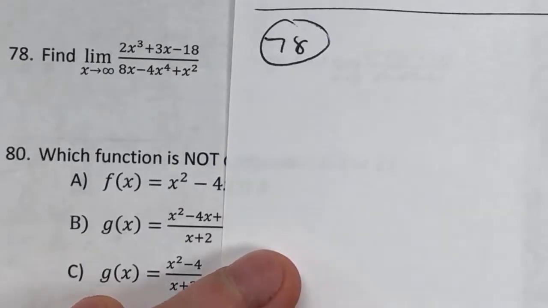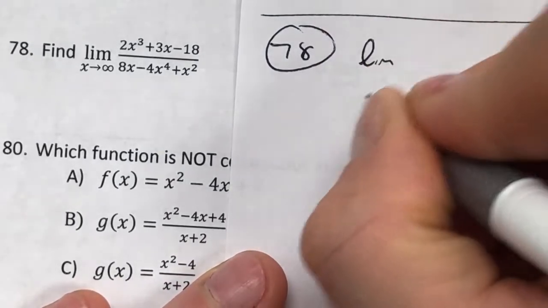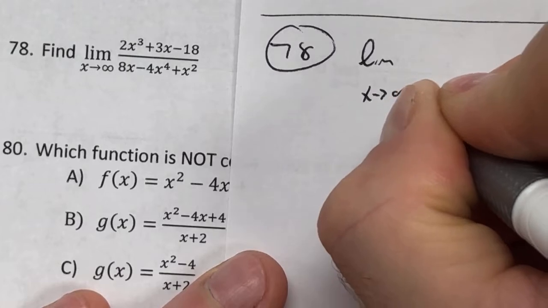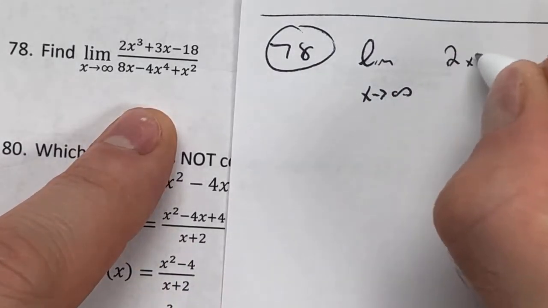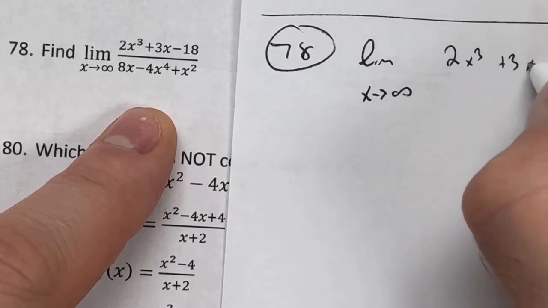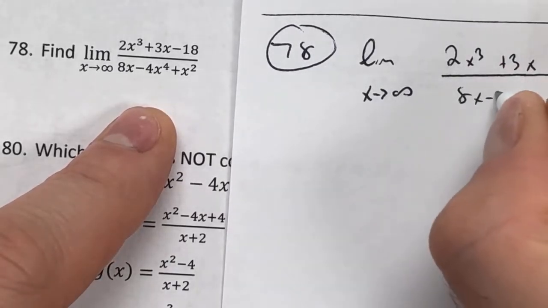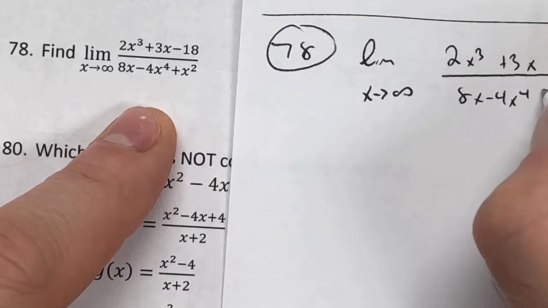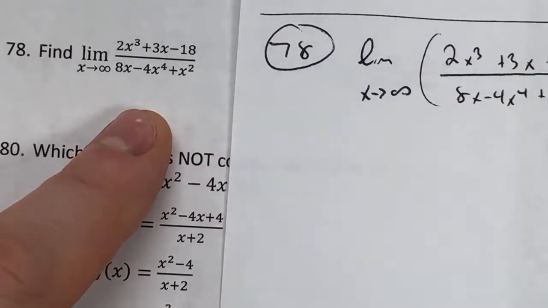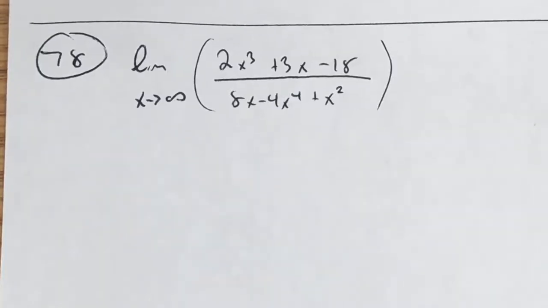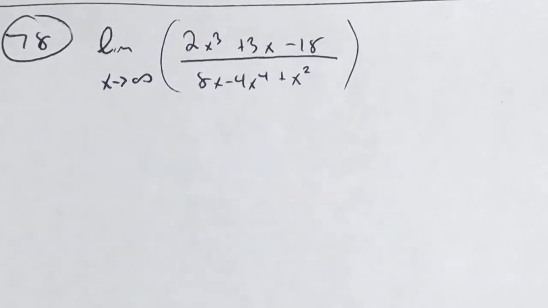Okay, so we want to find the limit as x approaches infinity of this expression right here. So we have 2x cubed plus 3x minus 18 all over 8x minus 4x fourth plus x squared. I'm going to put this in parentheses because we have a numerator and a denominator here. We don't want to get these confused. Okay, so let's give ourselves some room.